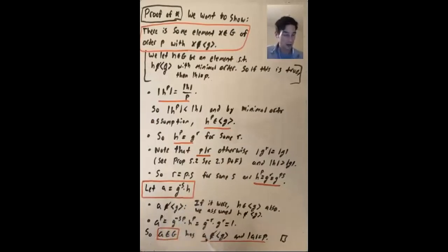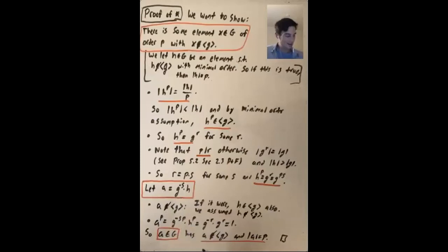So A is not in the cyclic subgroup generated by G. If it were, then if you multiply A by a power of G, by G to the S, you get H. So if A is in the cyclic subgroup generated by G, then so is H. But we assumed that H was not in this cyclic subgroup. So A cannot be in this cyclic subgroup. A to the P, what is that? Well, it's G to the minus SP times H to the P. But that's G to the minus R times G to the R, which is the identity.